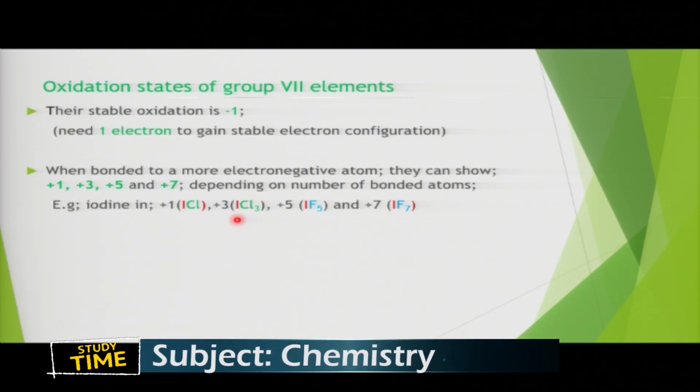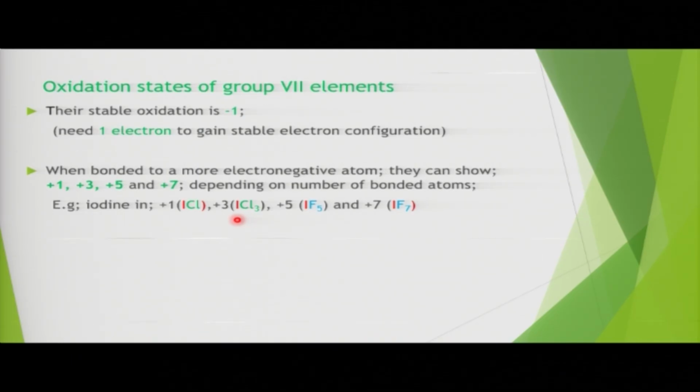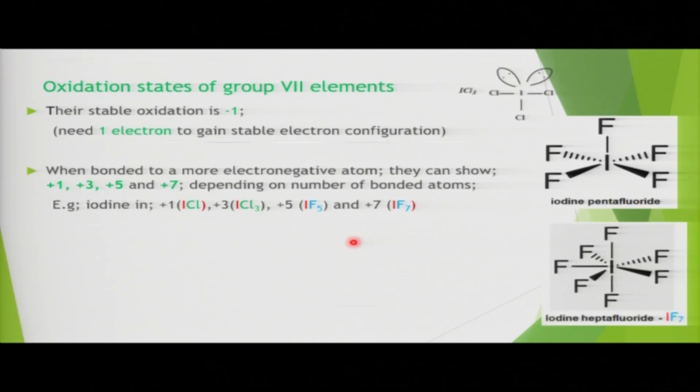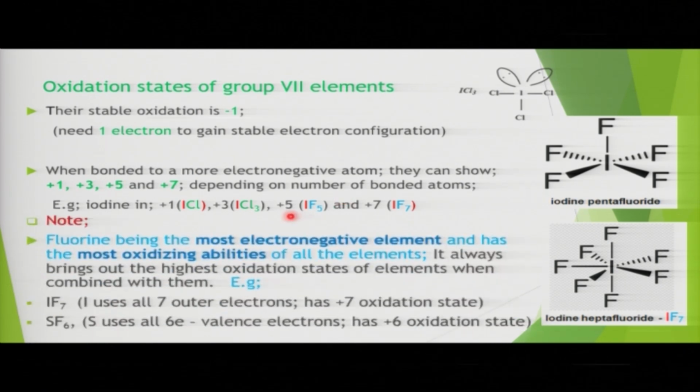Iodine chloride, iodine trichloride, iodine pentafluoride, and iodine heptafluoride. So these are the compounds, and in this case, as you see, iodine is exhibiting the highest oxidation state. All the outermost electrons are being pulled by fluorine, for instance, if it is bonded to it, or 3 of the electrons are being pulled by chlorine, if it is bonded to it. And these are the structures. You looked at the bonding in the previous lessons. So these are their structures.